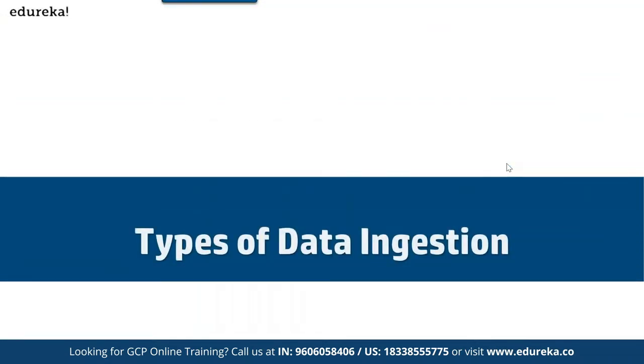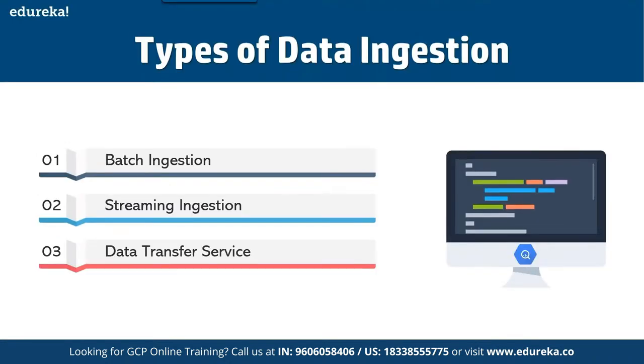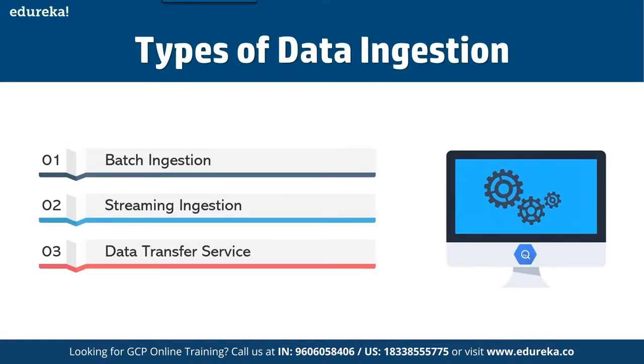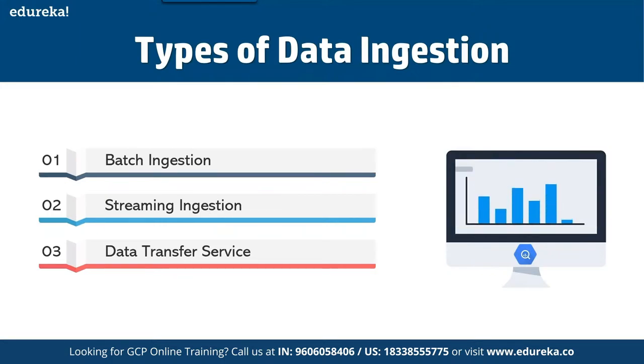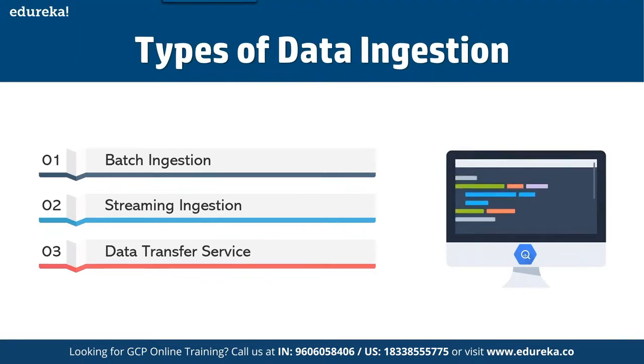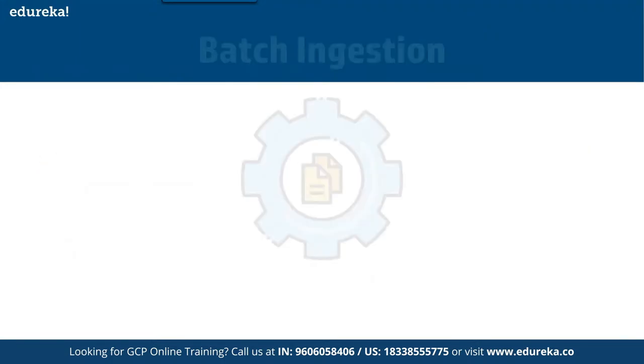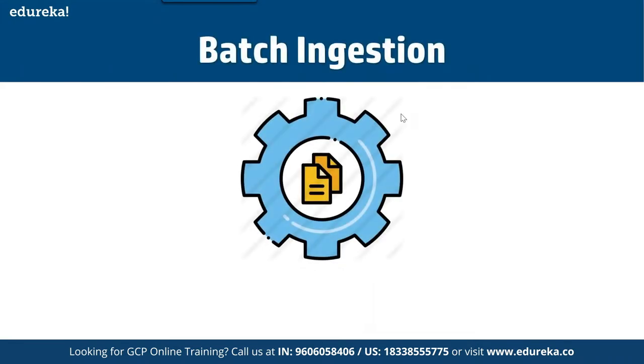Moving on, what are the different types of data ingestion that we have? We basically have batch ingestion, streaming, and data transfer. Now let's talk about each of them one by one. What is batch ingestion? Batch ingestion basically involves loading a data set that does not have to be processed in real time. So it is typically ingested at specific, regular frequencies.